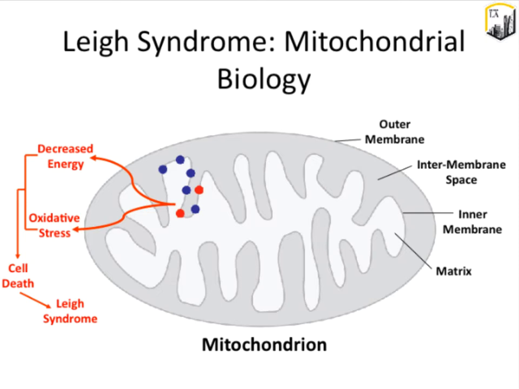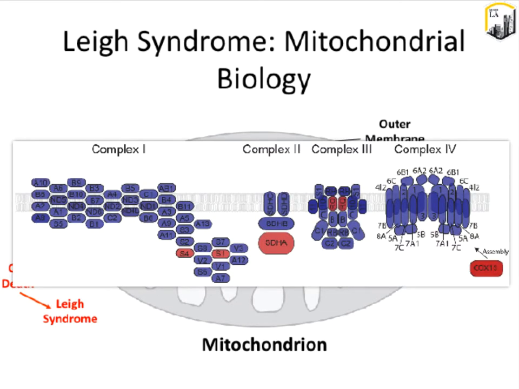The decreased energy in the mitochondria has another effect: it increases the amount of oxidative stress in cells as well. The combination of decreased energy and oxidative stress leads to cell death, and the cell death in these brain tissues leads to Leigh syndrome. Actually, all of the tissues in the patient's body are compromised, but the brain phenotype is the most striking.